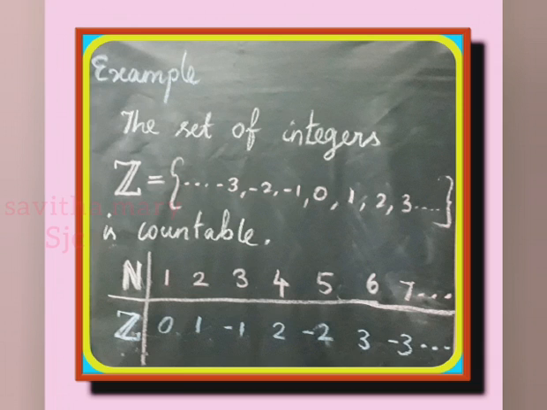See, the first value 0 is mapped to the number 1, and 1 is mapped to the number 2, and minus 1 is mapped to 3. So in this way we can count in an arranged order, and no number is missed out in this order. So every positive and negative value will be arranged like this, and we can count the integers this way. So the set of integers is a countable set.